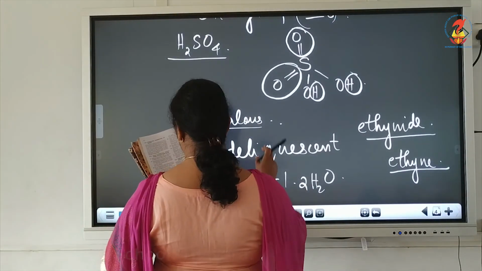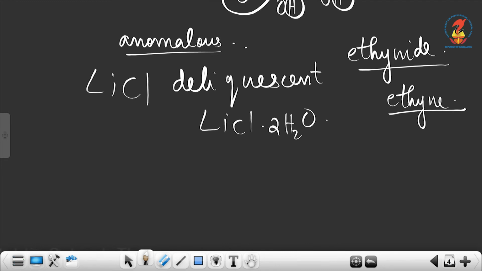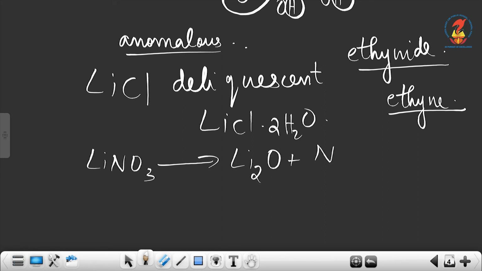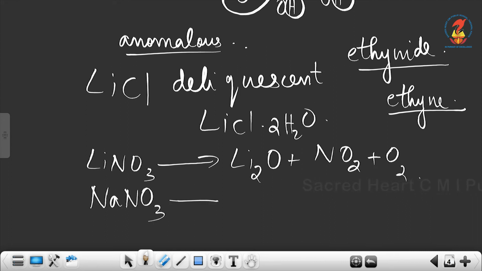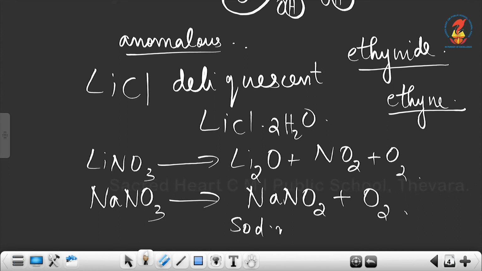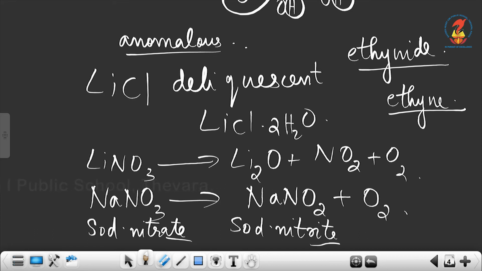Now the last difference is lithium nitrate when heated gives lithium oxide, whereas other alkali metal nitrates decompose to give the corresponding nitrite. So lithium nitrate, the formula is LiNO3. On heating we get lithium monoxide plus nitrogen dioxide plus oxygen gas, whereas other group 1 nitrates, sodium nitrate, will decompose to give sodium nitrite, NaNO2, plus oxygen gas. This is sodium nitrite, NaNO2, ITE, and this is sodium nitrate, NaNO3, ATE. This is ITE.